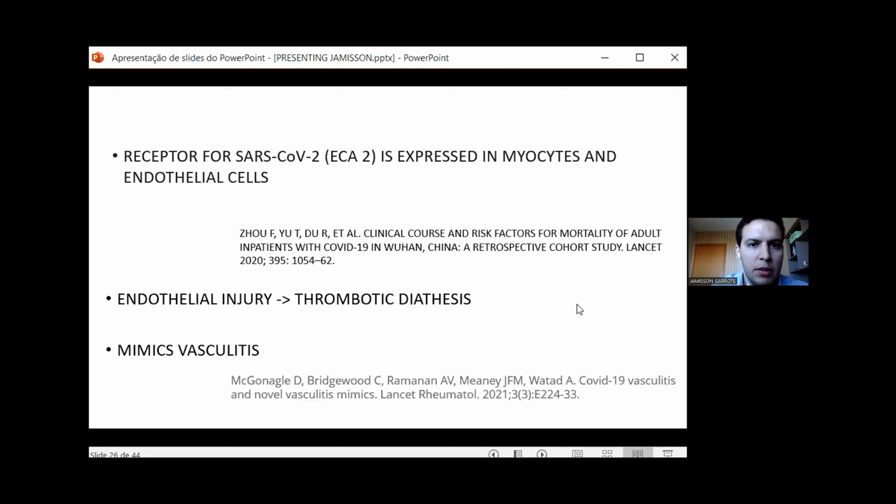As knowledge about the disease accumulated, it was suggested that the thrombosis is caused by endothelial injury. It seems to mimic episodes of vasculitis.